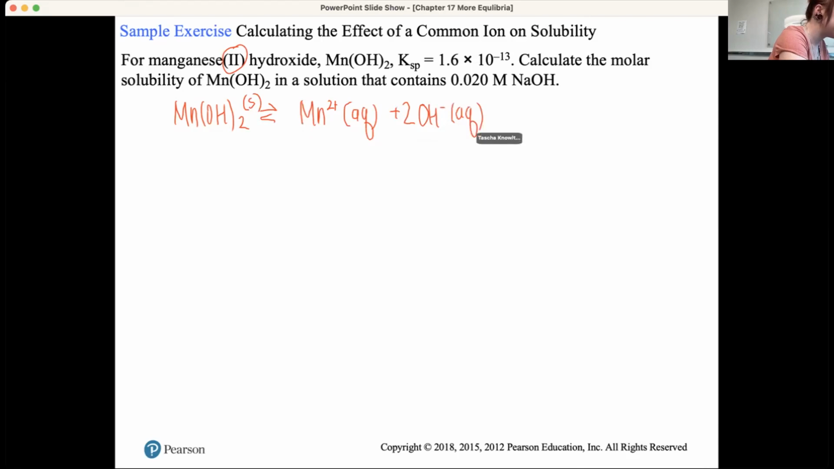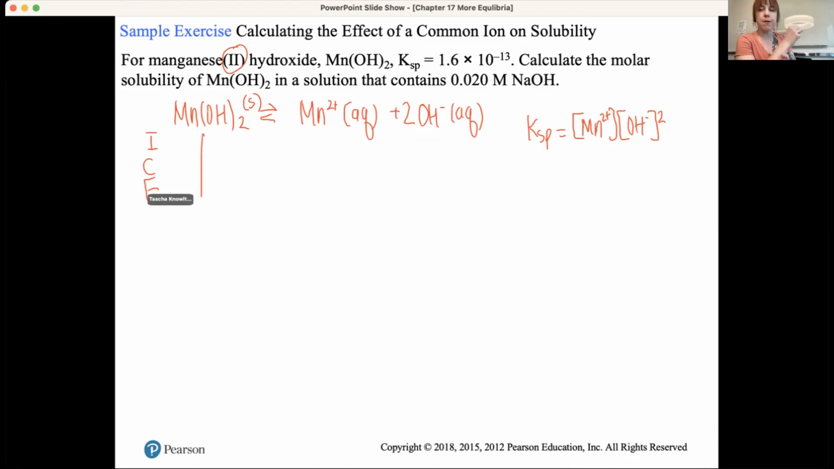And then we have our Ksp equals manganese times hydroxide squared. Cool. Okay, now don't worry about the reactants. Initial, what is it for manganese?